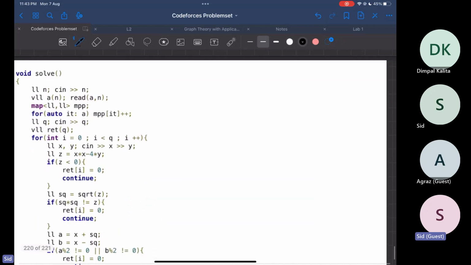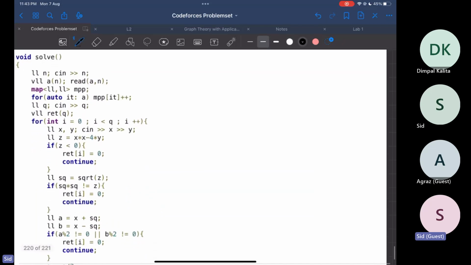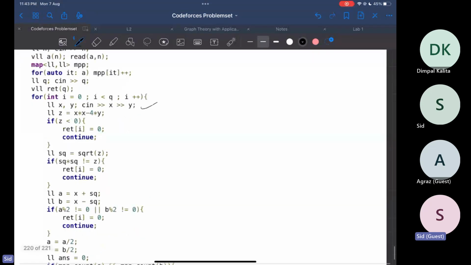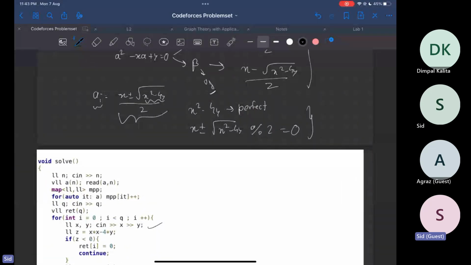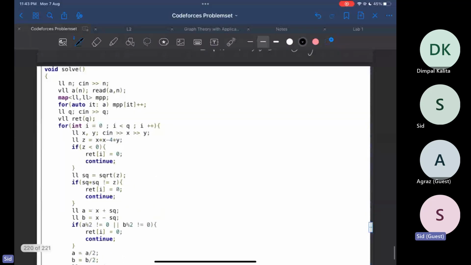At first, what we are doing is storing all the values in a map, the count of the values, frequency basically, and then taking the query input. Then, as I told, there are two conditions. One is x square minus 4y must be a perfect square. So how am I checking it?